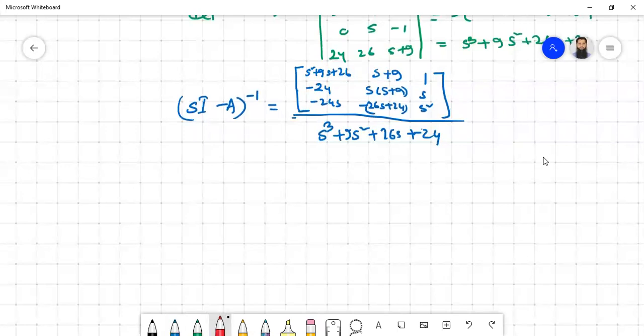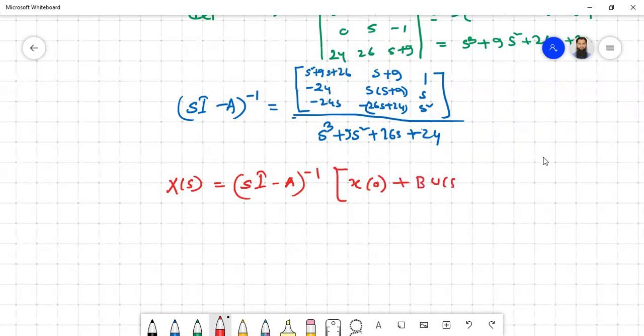So what does our solution say? What is the solution of our state equation according to the derivation? X(s) is (sI minus A) inverse, which we already calculated, times x(0) plus B U(s). Now, what is U(s)? We are given that our input is e to the power minus t, which is u(t) in the time domain. So we have to find U(s). e to the power minus t is nothing but 1 by (s plus 1).